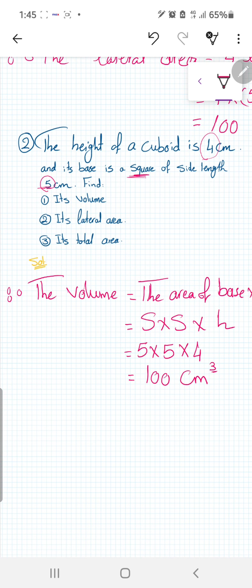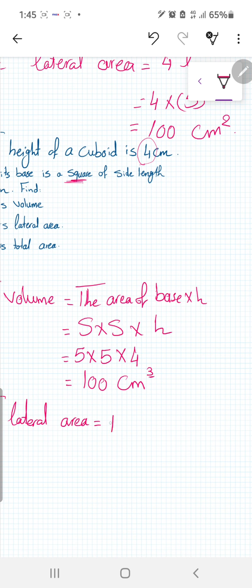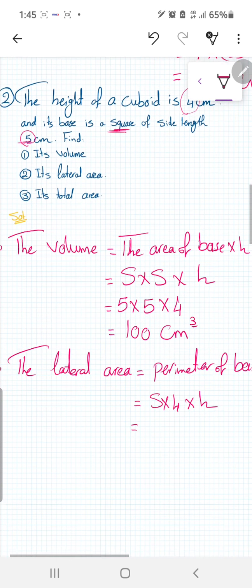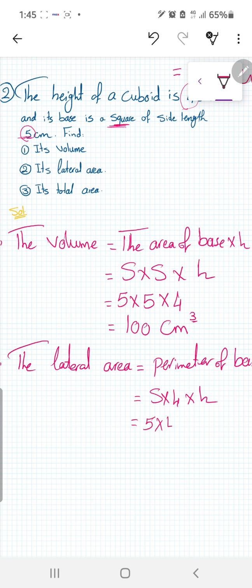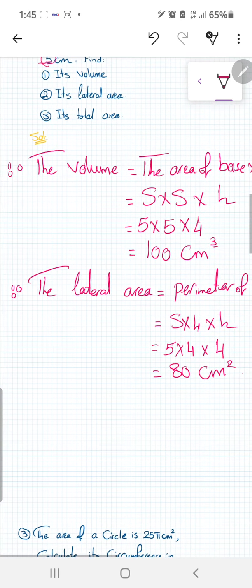Number 2, the lateral area. The lateral area, also in general, equals the perimeter of base times the height. The perimeter of the square, the base here is a square, so side times 4 times the height. By substitution, side length here is 5 centimeters, so 5 times 4 times the height, 4. The result will be 80 centimeters squared. Finally, the total area.